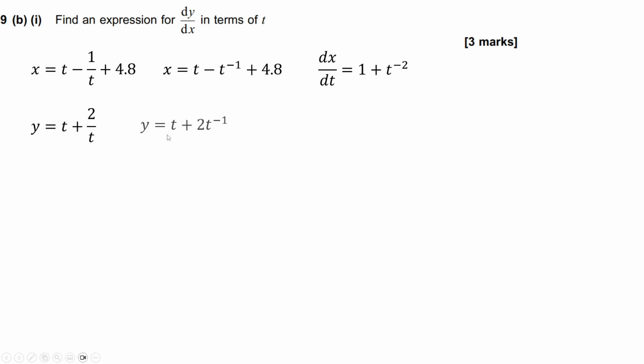Now with this one here, this one's a bit more simple. It's 1 minus 2t to the minus 2.